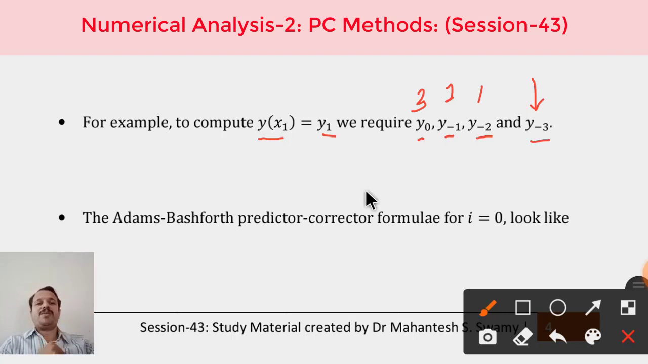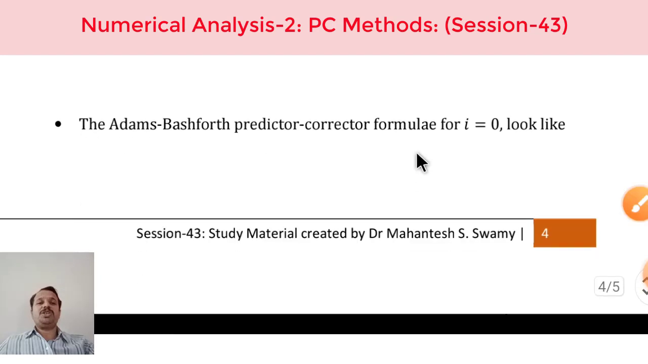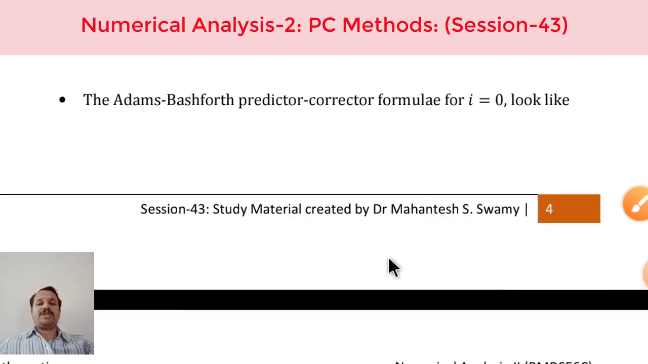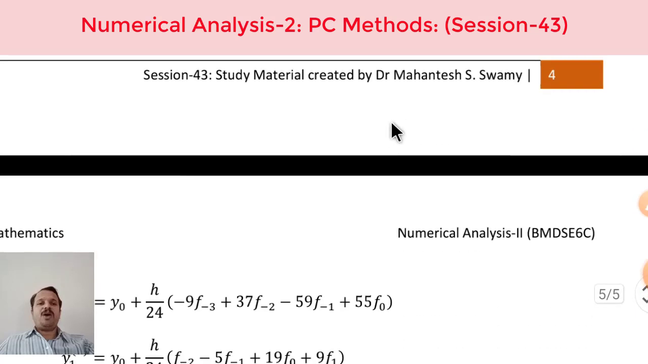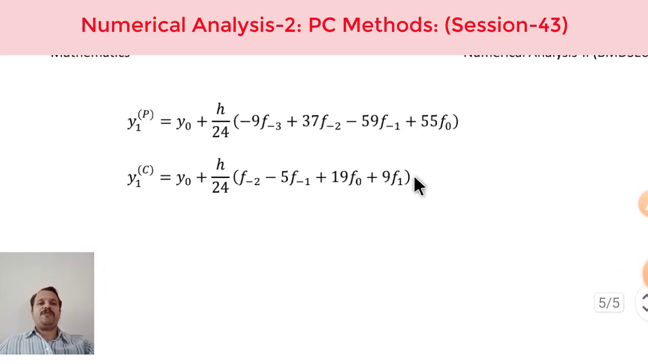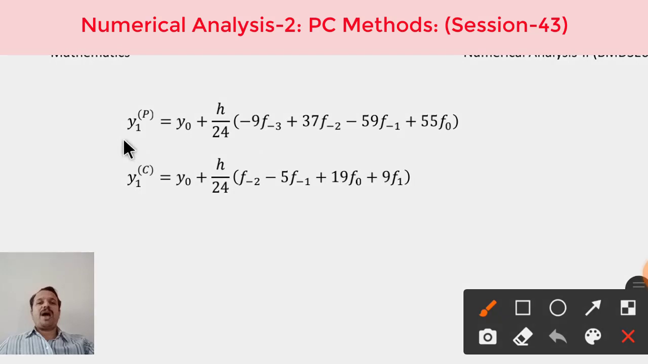I can use them in the formula and get the required value of the unknown at the point i plus 1. So why can't we take i equal to 0 and look at the situation particularly? When I substitute i equal to 0 in the formulae of both the predictor and corrector, you see how beautifully the formulae look. y_{i+1} becomes y1, the predicted value of y1 and the corrected value of y1. Both are having y0 here, that you have to understand.